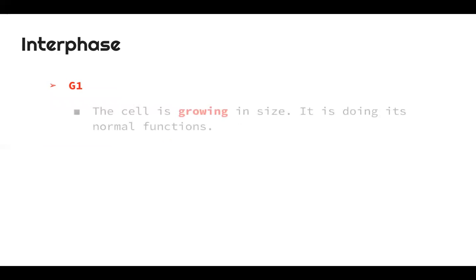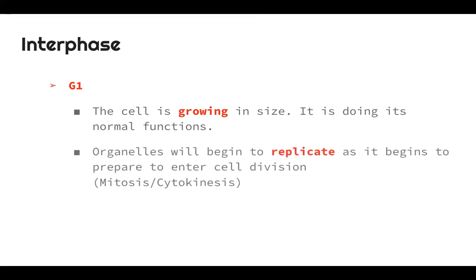The first is G1. This is the growing phase. This is that normal period of cell growth, where it's a newer cell and it's increasing in size. So the organelles are going to start to replicate during this process to help it prepare for mitosis and cytokinesis.